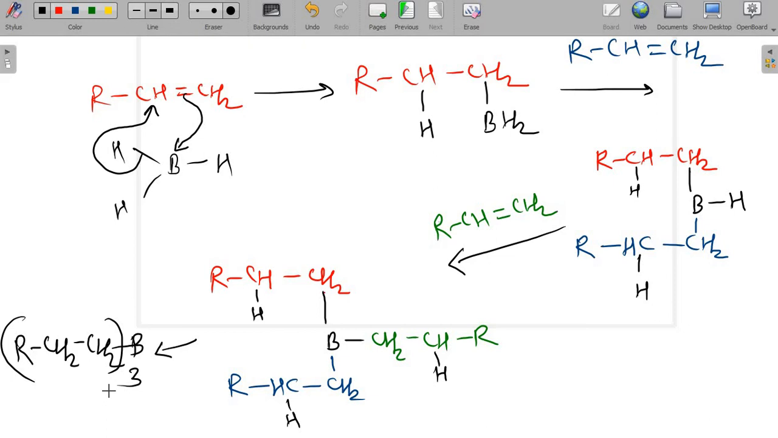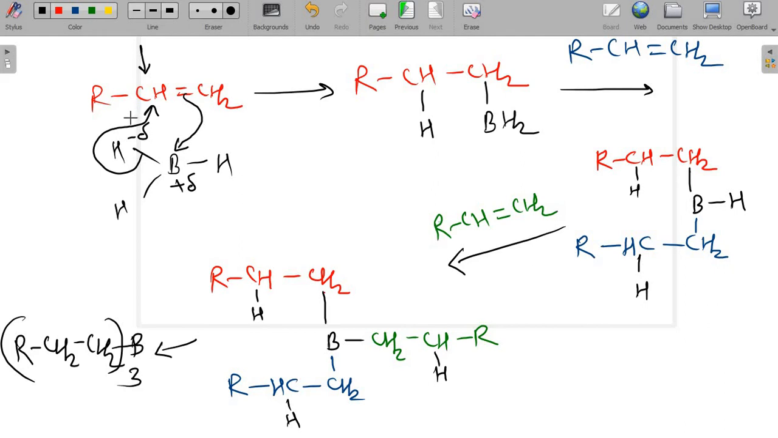So this addition takes place according to Markovnikov's rule and not anti-Markovnikov's rule, because hydrogen here is in the form of delta negative charge and boron is delta positive charge. Means the statement of the reaction is negative part of the reagent attaches to the carbon which is more substituted. That's why this hydride is attached to the central carbon atom, that is more substituted carbon atom. So this is the first step of this reaction.